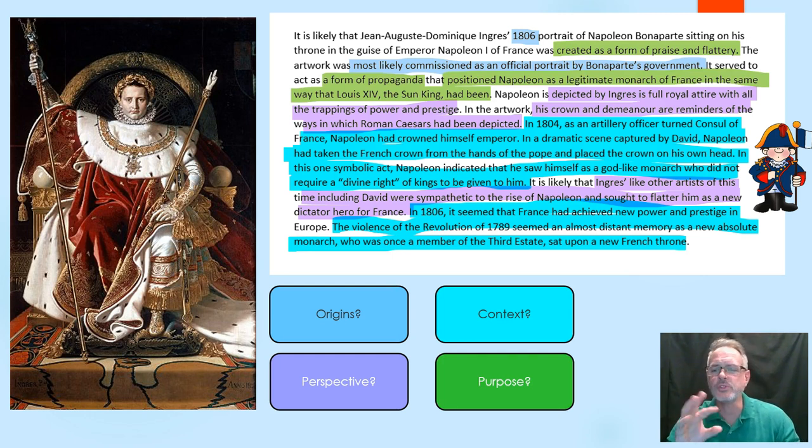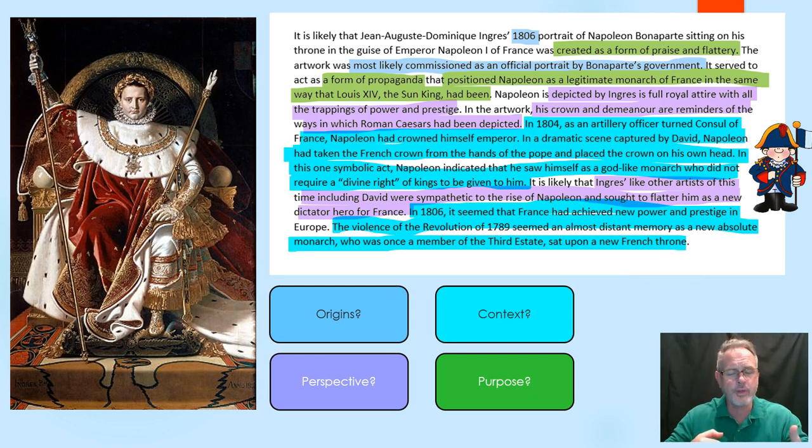And then we're getting to purpose, and you can see how ideas link together. I suspect this artwork is an official portrait. It was paid for by Napoleon's government and people who liked him. It's a form of praise and flattery for Napoleon. I think if Napoleon didn't like it, this artwork would not have seen the light of day. It probably would have been destroyed. Perhaps it's a form of advertising, propaganda. It's making people look at Napoleon and see him as legitimate, as a true monarch of France, even though he had once been a member of the Third Estate. It's equating him not only to the Roman emperors, but to Louis XIV, the Sun King himself.